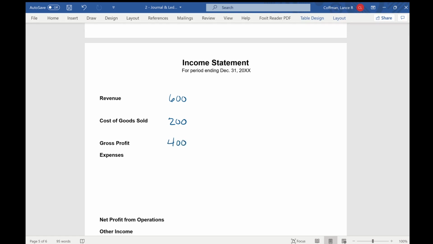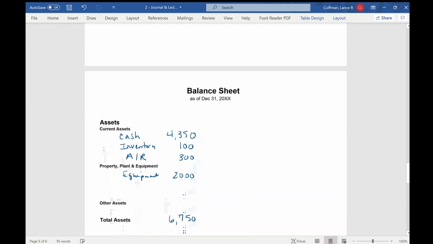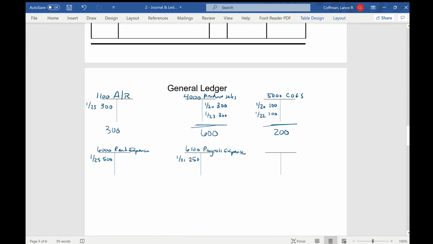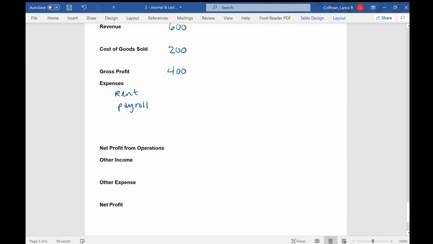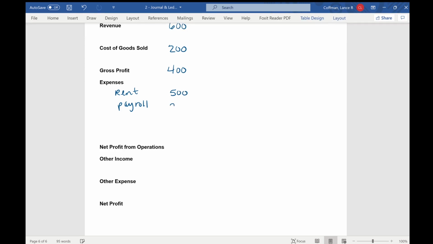Next, we're looking at the operating expenses, and for this particular example, we have rent and we have payroll. So let's go back up, take a look at both of those and bring those down. For the rent expense, the total is $500, and for the payroll expense, the total is $250. So let's bring those down. Rent is $500. Payroll is $250.